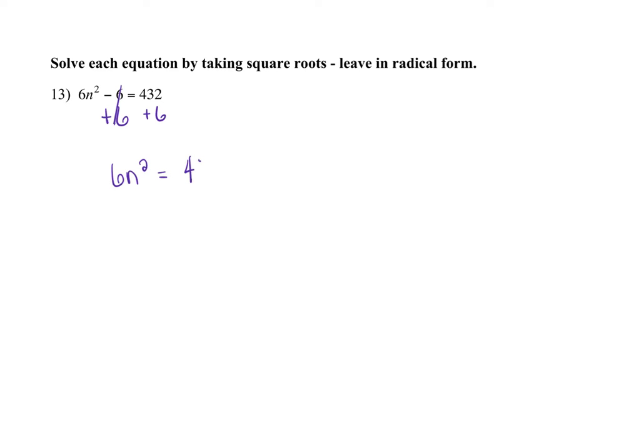equals 438. Then I'm going to divide both sides by that 6. And I am going to get n squared equals, and then take that divided by 6. I'm going to get 73 there.